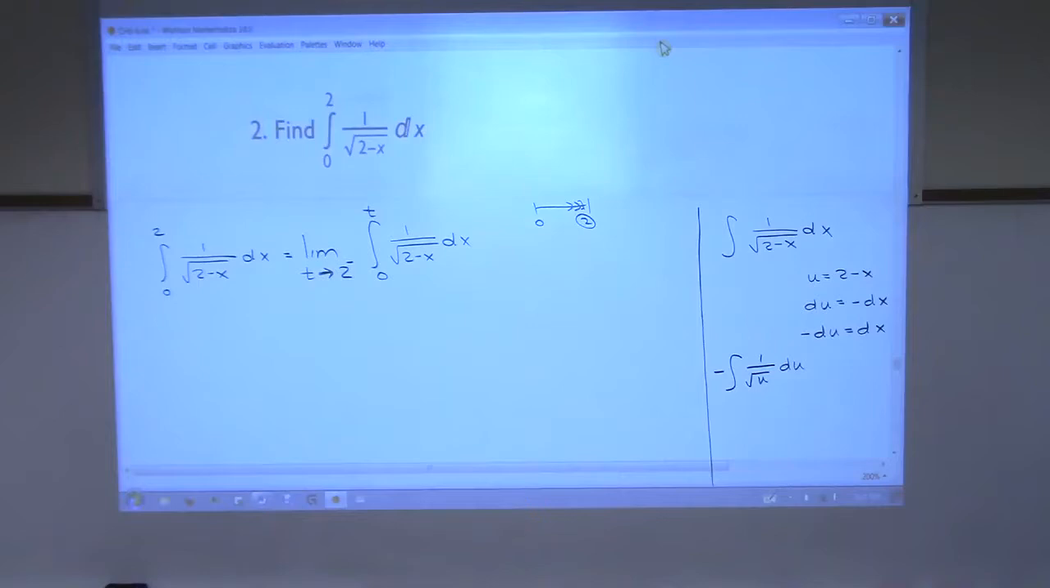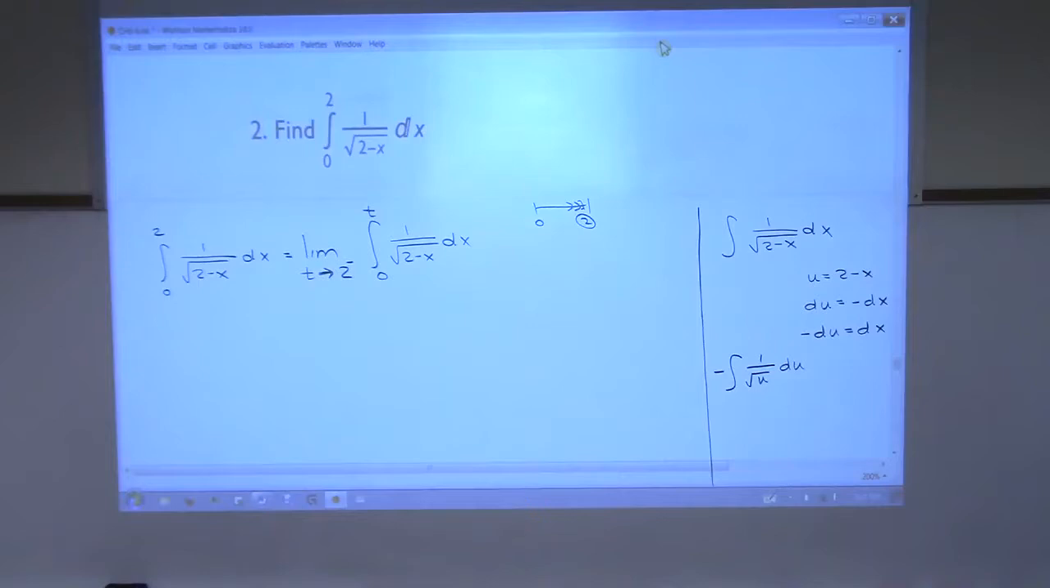If we have our discontinuity at the right endpoint, that means our discontinuity is at b, right? Because b is the right endpoint. We're going to rewrite this as a limit. We're going to replace b with t, and then we're going to let t approach b. And what does that little negative sign up there mean?